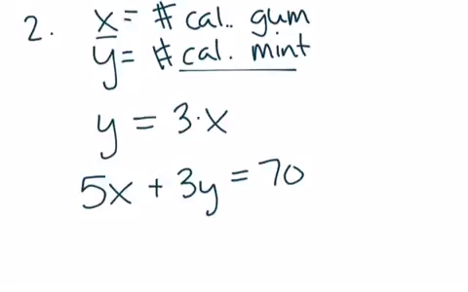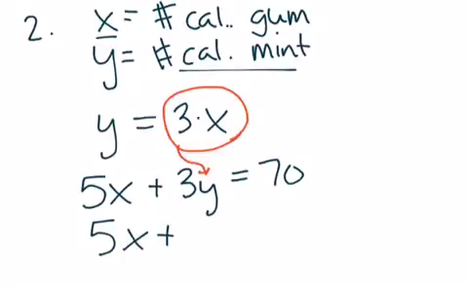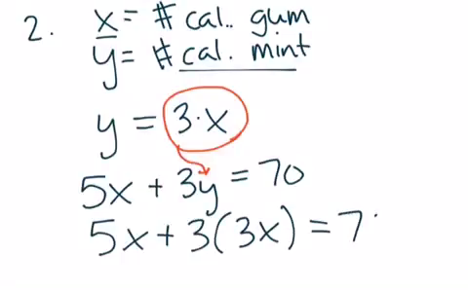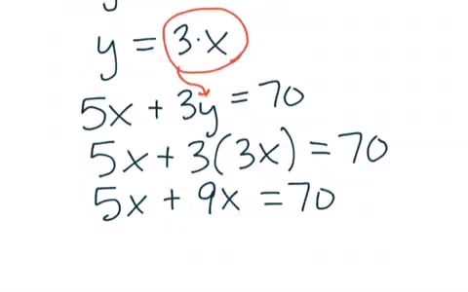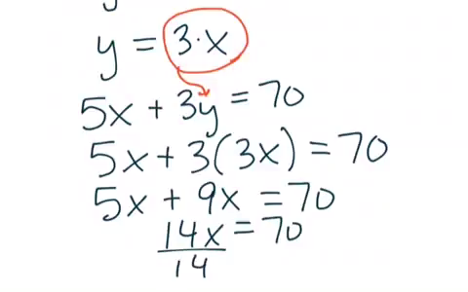So now I don't have to solve anything for a variable. It's already done for me, so I'm going to plug in 3x where I see y in the other equation. So I've got 5x plus 3 times 3x equals 70. Continuing to simplify, I've got 5x plus 9x equals 70. So that's 14x equals 70, and I get x equals 5.